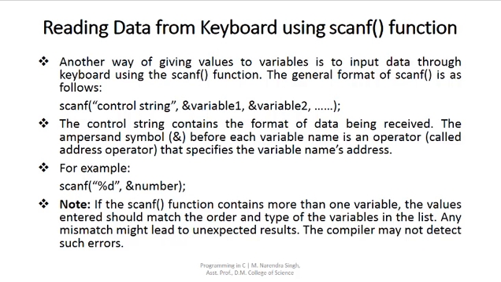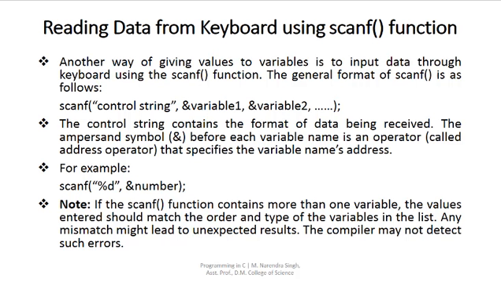For example, scanf within parentheses, double quote %d, comma, ampersand number. Here, the value of the variable number is being obtained by the scanf function from the user through the keyboard, and the number being obtained is to be stored at the memory address of the variable number, and that address is being indicated by ampersand number. The %d within the double quote indicates that the value the variable number is supposed to obtain is to be of integer data type.